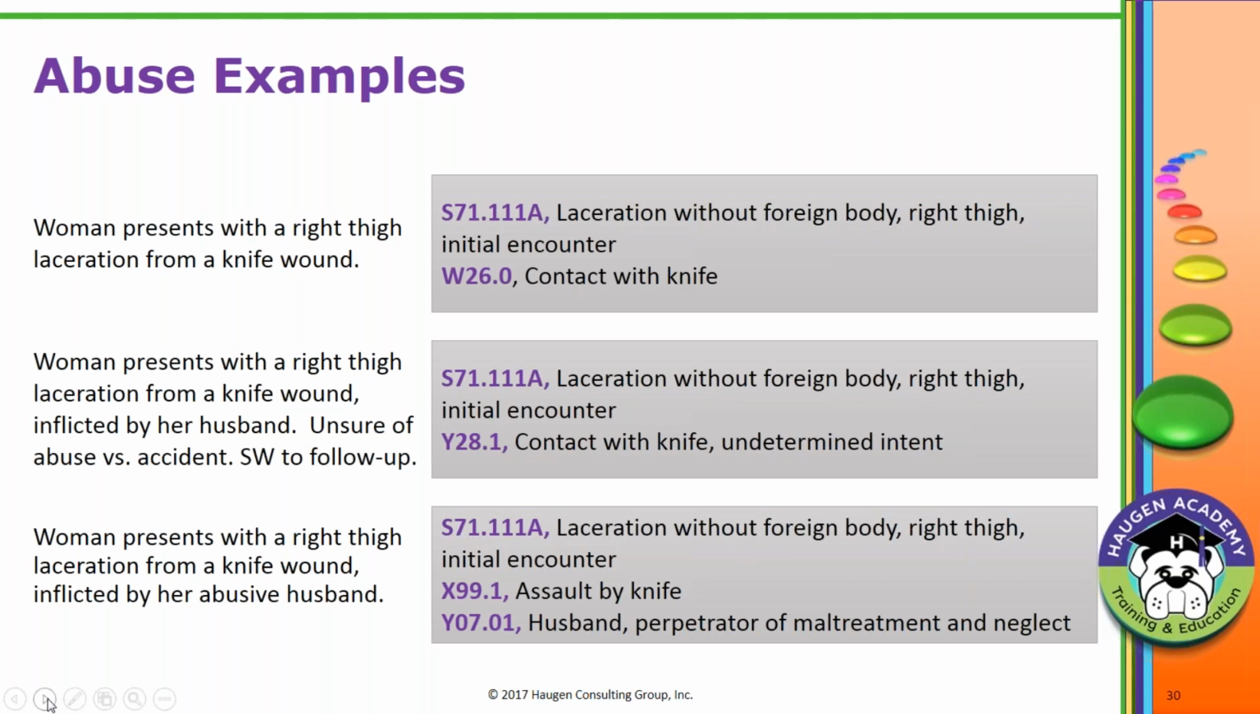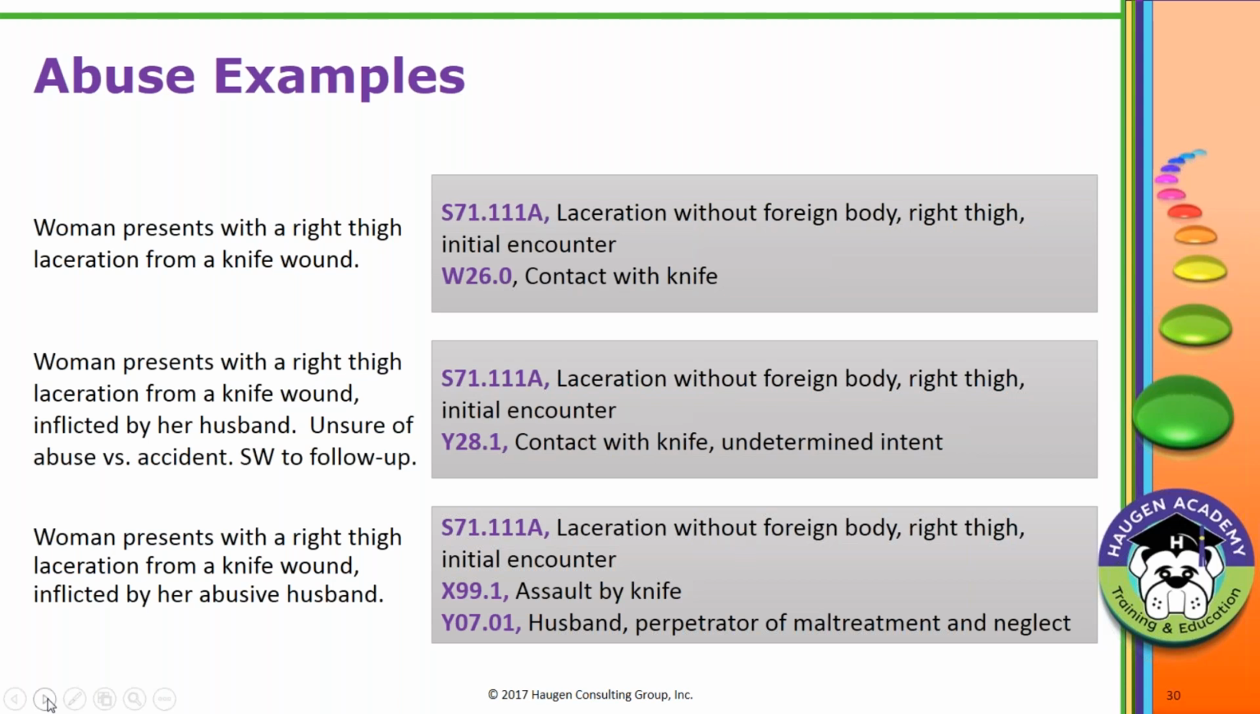Then we have a woman presenting with the right thigh lac from a knife wound. Now this one was inflicted by her husband. The documentation says unsure whether it was abuse or an accident. A social worker is going to be following up. So here you still have your same injury code, but notice your external cause code changes to a Y28, because now we have contact with knife, undetermined intent.